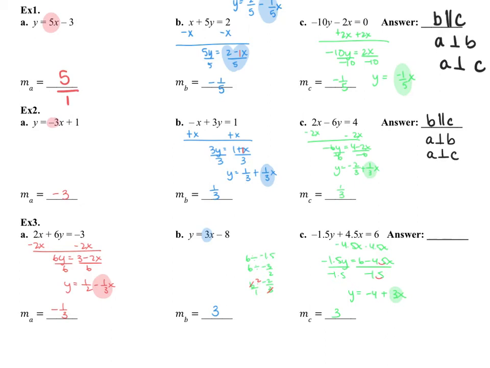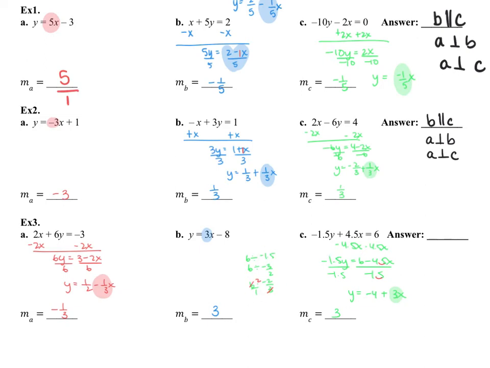On example 3, I started by isolating y on line A by minusing 2x and then dividing by 6, which got me a slope of negative 1/3. B was already in slope-intercept form, so that had a slope of 3. And then C, I added 4.5x and then divided by negative 1.5.